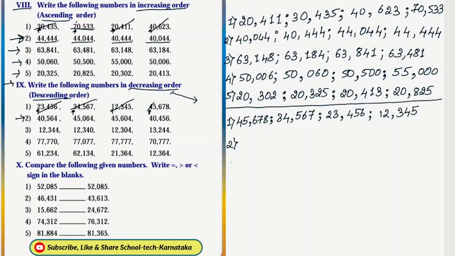So similarly in the second given set of numbers we write the greatest number first. The greatest number is 45,604. Then the next number we write is 45,064, then 40,564, and the last number is 40,456.